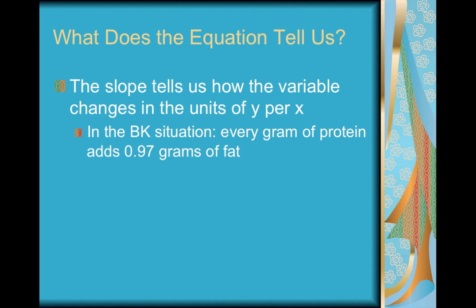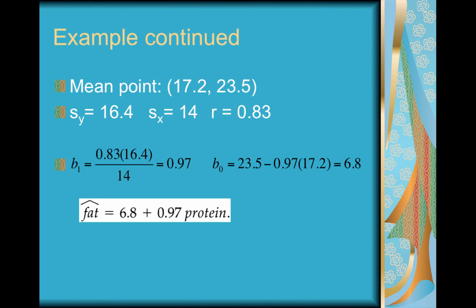So I'm going to go back to the equation. Our equation is our predicted fat equals 6.8 plus 0.97. So again, this is our slope. If we have 1 gram of protein, we multiply that by our slope. So we're going to be adding 0.97 grams of fat for every gram of protein. So one more time, each gram of protein will add 0.97 grams of fat.